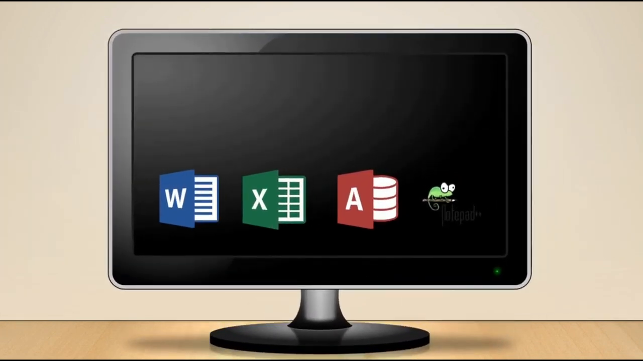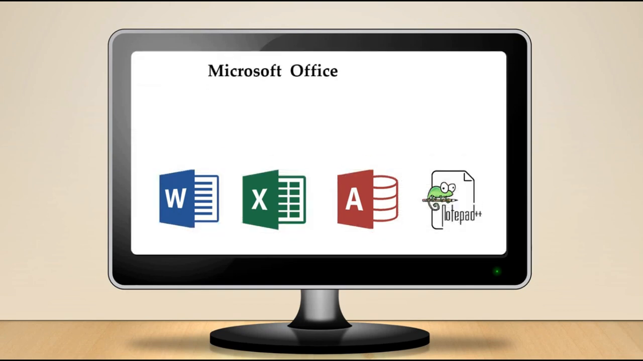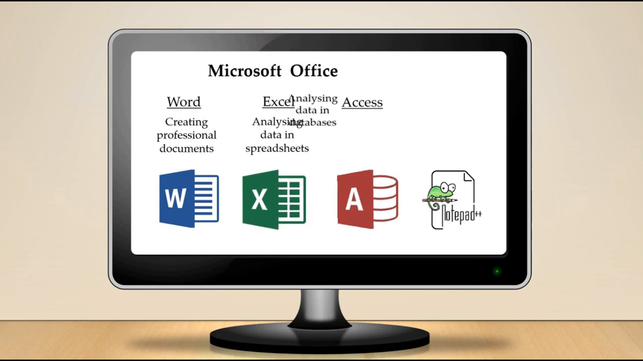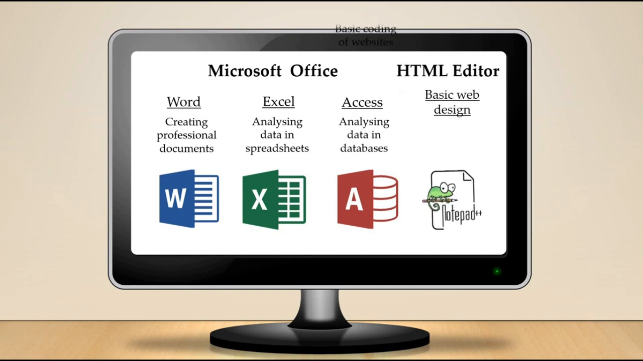The CAT syllabus covers a practical and theory section. The practical section mostly focuses on Microsoft Office, where learners are introduced to Microsoft Word, which enables them to create professional documents. We also have a look at Excel, which allows learners to analyze data in spreadsheets, and at a later stage, they are introduced to Access, where they analyze data in databases. They also get the opportunity to work with an HTML editor, where they learn basic web design and gain the skills of basic coding of websites using Notepad++.